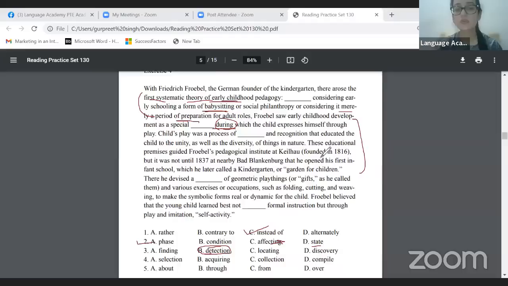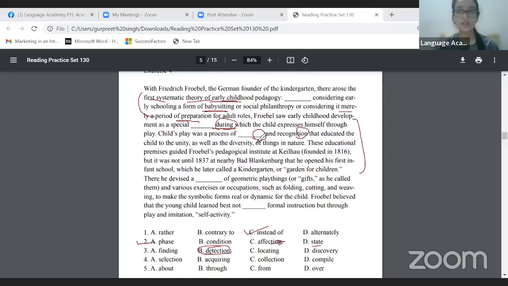That's the first instinct, the first thing that you should see, and you have done well if you have told yourself that, okay, T-I-O-N comes with T-I-O-N. But the second thing is that you have to check whether that T-I-O-N makes sense or not. Like here, they are saying child's play was a process of detection. If there are 4 or 5 children playing, what are we detecting in that?